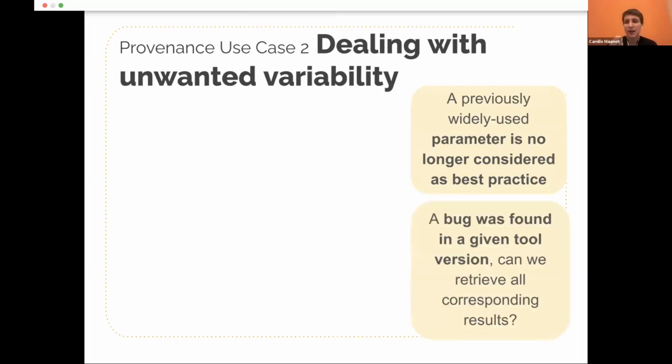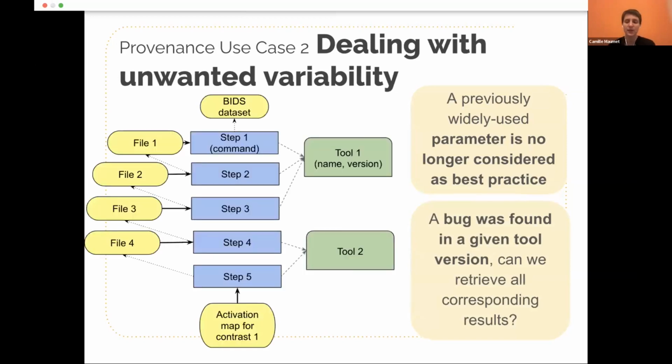And again, another version of that is, well, a bug was found in the software. And this is not just for neuroimaging software. Any piece of software can have bugs. And therefore, being able to go back and say, okay, this particular study used that version of the software that we know had a bug is extremely important.